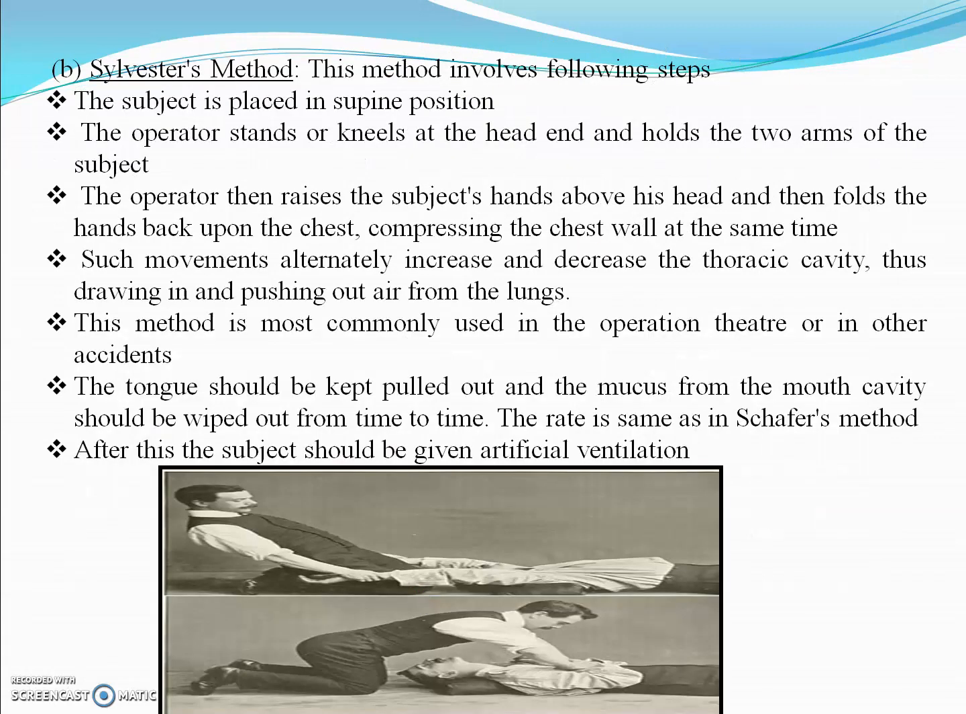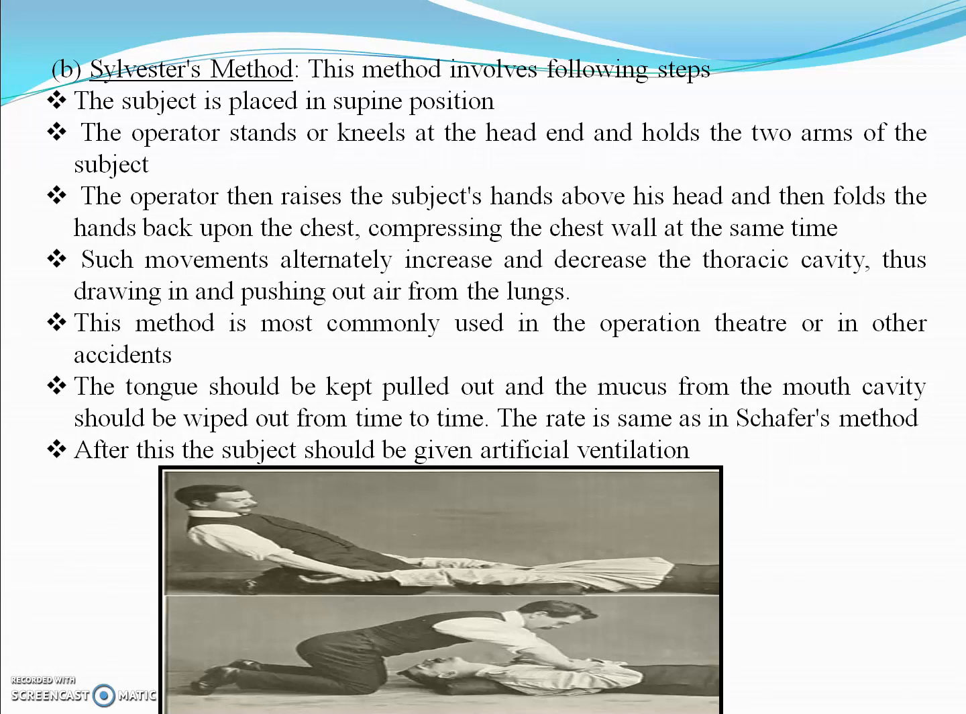The next artificial respiration manual method is Sylvester's method. In this method, the subject is placed in a supine position. Here you can see in the diagram. The operator stands or kneels at the head end and holds the two arms of the subject. The operator then raises the hands above his head and then folds the hands back upon the chest, compressing the chest wall at the same time.